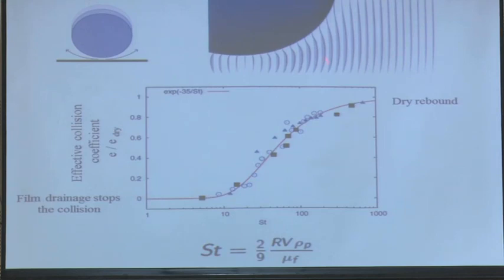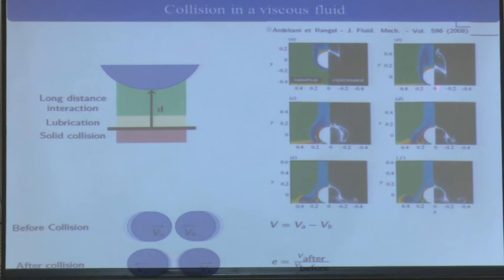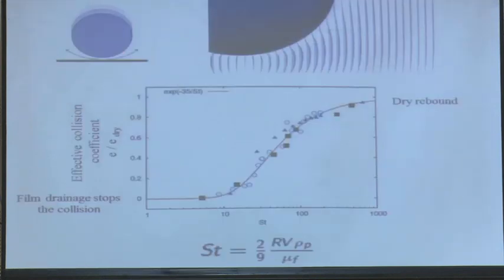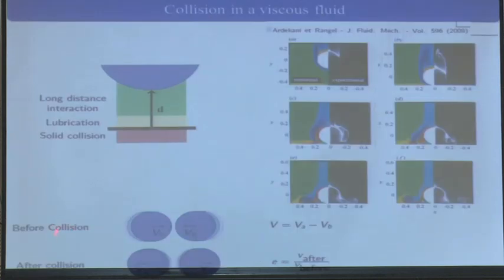So this is a zoom of that situation where the particle is very close to the wall. When the particle is very close to the wall, you need to drain the fluid, and this is the flow field that you see. Here, this is the middle of the particle, and you see that the fluid has to escape through this very thin liquid film, and this is going to dissipate energy. Now on that plot, these are experiments and simulations of the effective coefficient of rebound. This is the ratio of velocity after collision divided by velocity before collision.